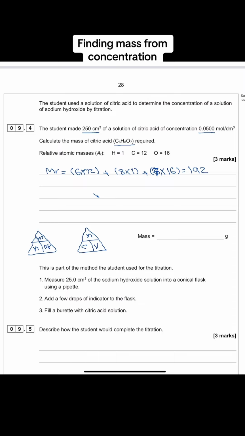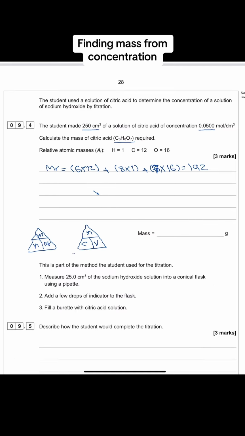Now we need to find the number of moles of citric acid in the prepared solution using the second triangle. So number of moles will equal the concentration times the volume in decimeter cube. The concentration here is 0.0500 times the volume in decimeter cube. They provided you the volume in centimeter cube, so you have to divide this by 1000. So this is 0.250 decimeter cube, and the number of moles is 0.0125 moles.